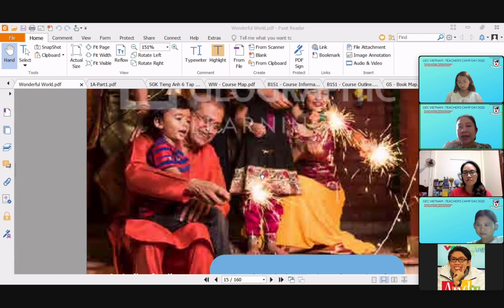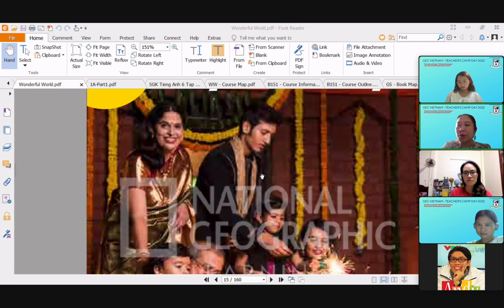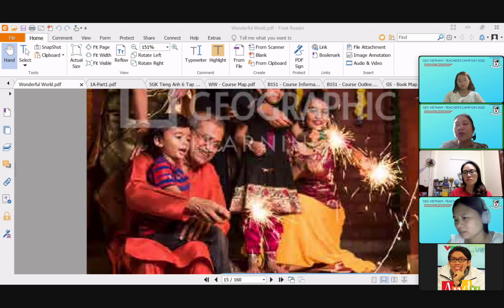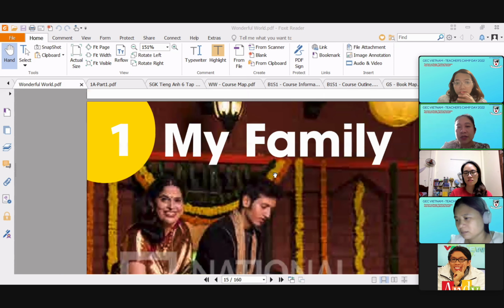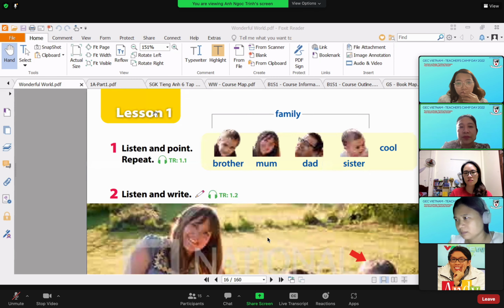So it means that from the book map, you cannot see how you check your students' thinking, how you check their knowledge, because the course map or the book map doesn't show you. They just show you vocabulary, grammar, and pronunciation. But you can do a lot more when you explore the unit further. Now let's see lesson 1.